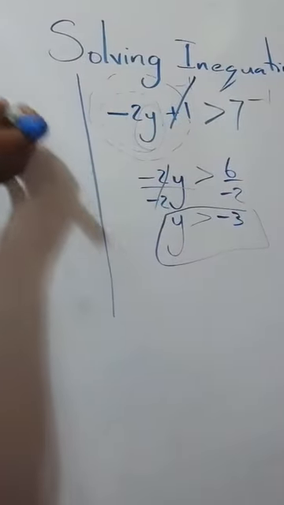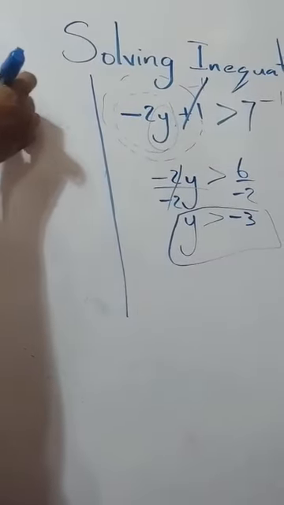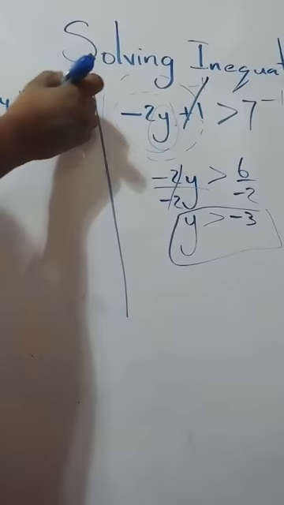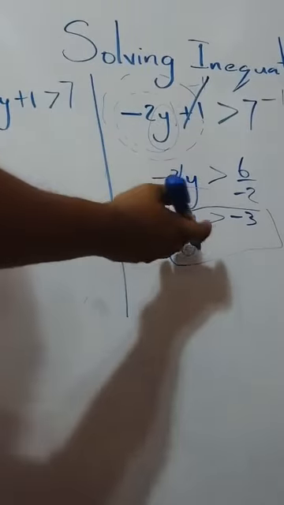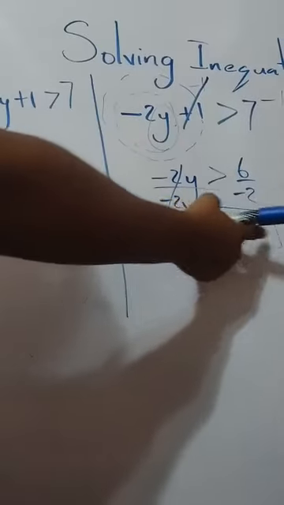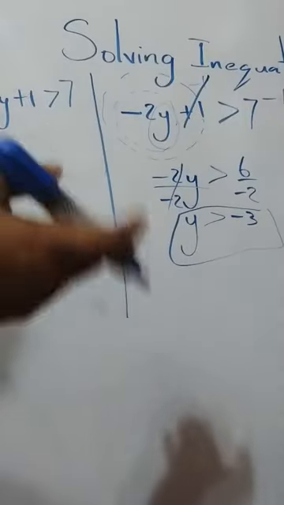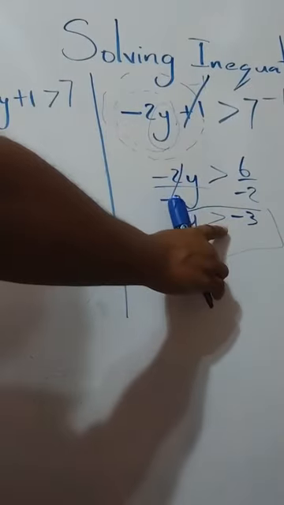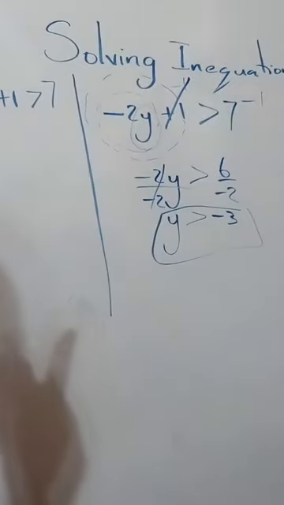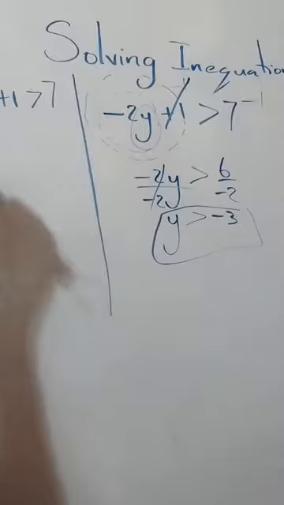So what was our original statement? Our original statement says negative 2y plus 1 should be greater than 7. We got a statement that says y is greater than negative 3. So I'm going to check a number. I'm going to choose a random number. Remember that when we look at inequations, if y is greater than negative 3, y could have multiple values. A number is greater than negative 3.